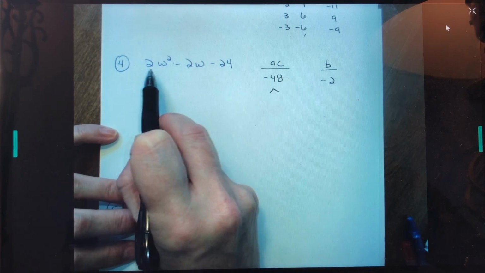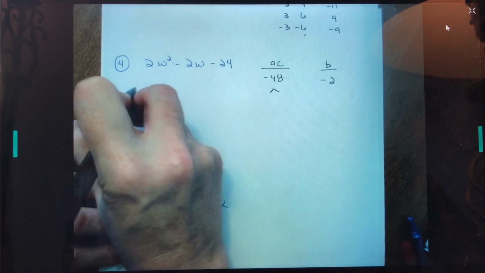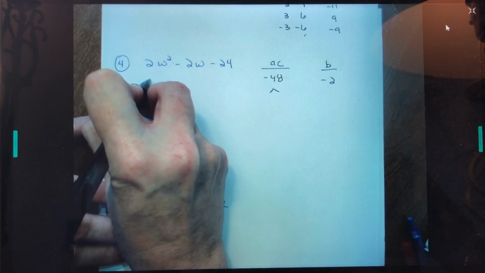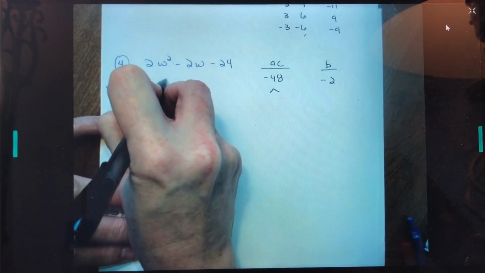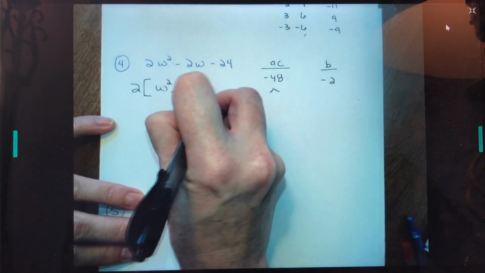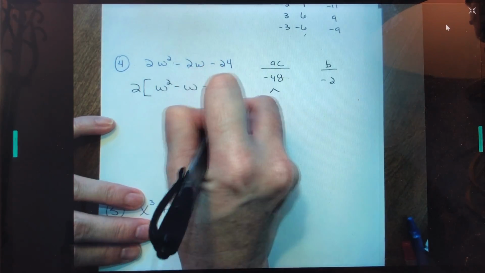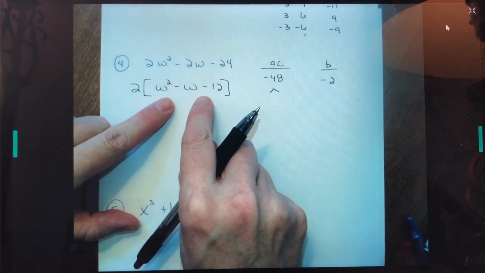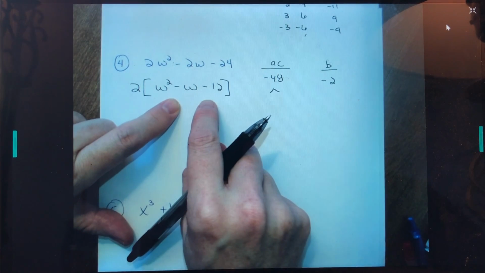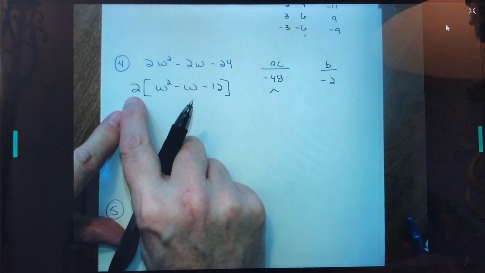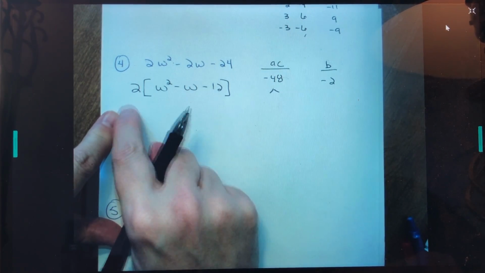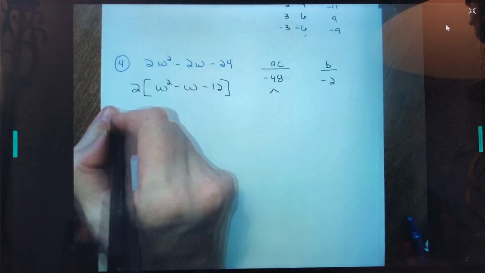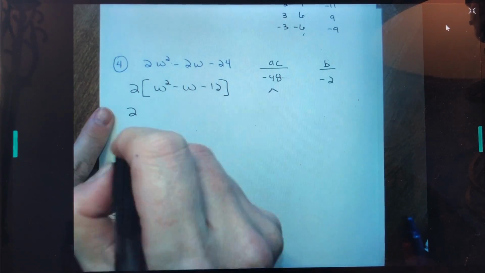Like there is a 2 that is common to all of these. So let me factor out that 2 and rewrite this as w squared minus w minus 12. So this is actually the trinomial I'm going to go factor. Well, why did that benefit me? This 2 now as a GCF is going to be just out here in front. And so I'm going to go ahead and write that.